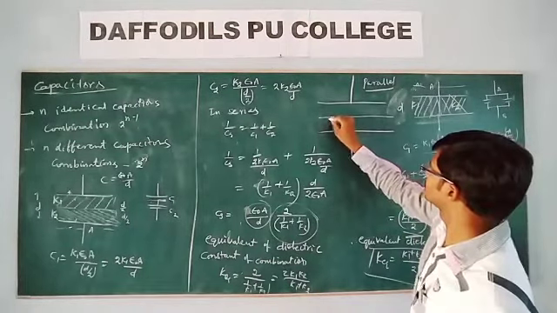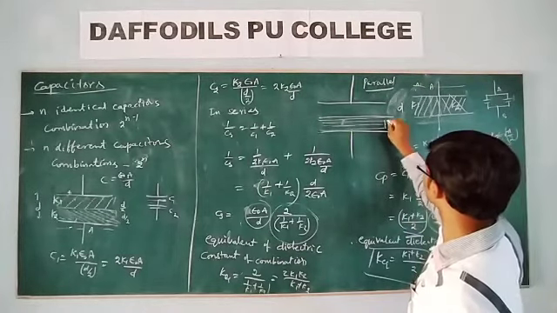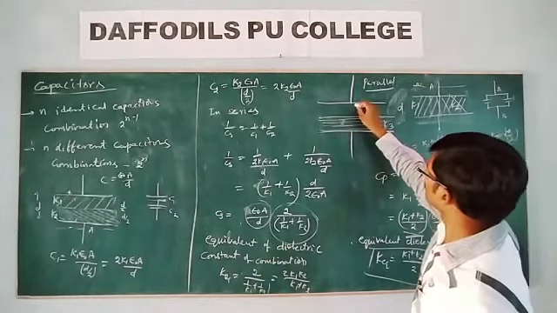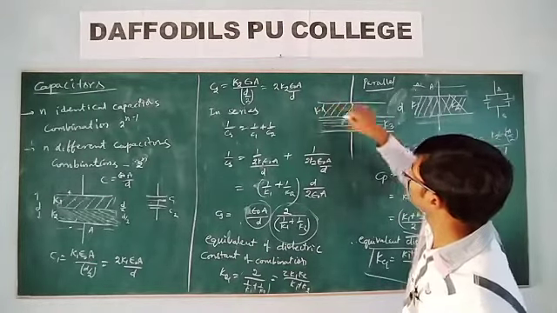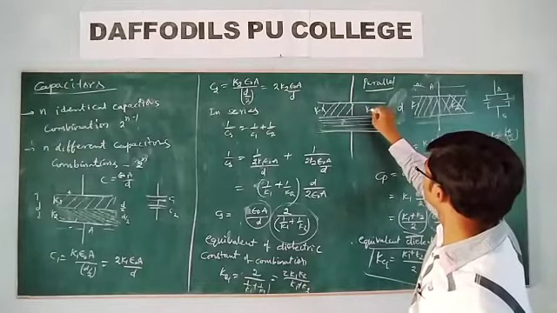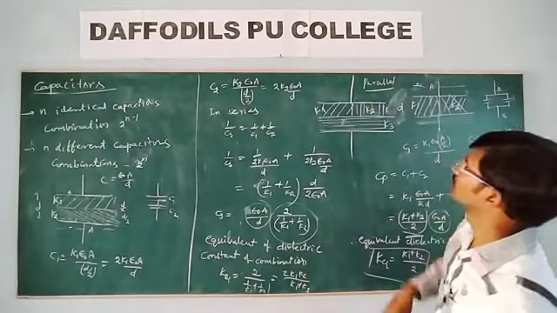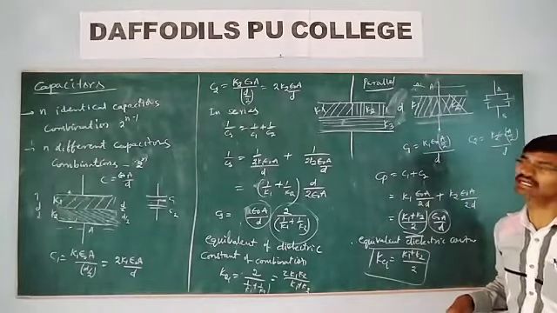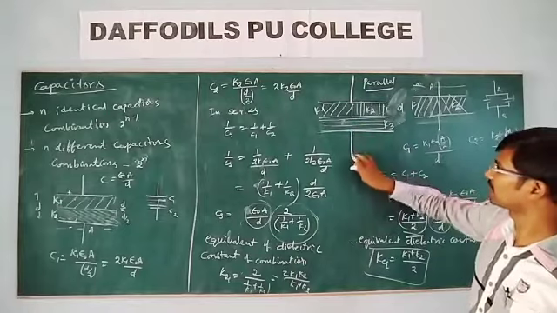Here, this is one dielectric. This dielectric constant is K3, and here we have different dielectrics of K1 and K2. Then what is the resultant capacitance of this combination? Look at this one. Let me write here.